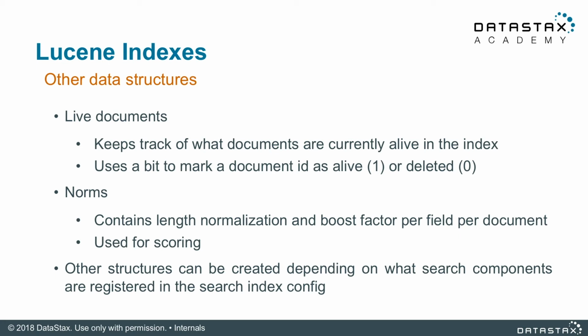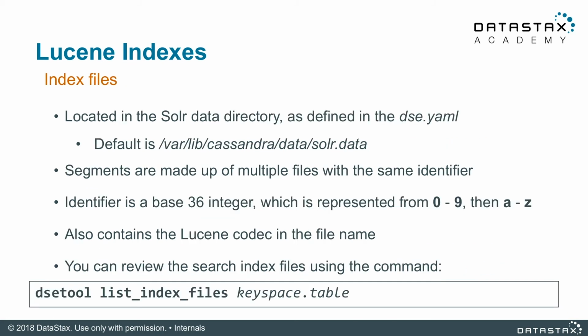The norm is a structure that contains the length normalization and boost factor saved for each field and document. The values stored here are used for relevancy score calculation that helps determine the ranking of the documents in search results. There may also be other structures included in the index, depending on the search components registered in the search index config. Eventually, the index segments will be written to disk as various files.